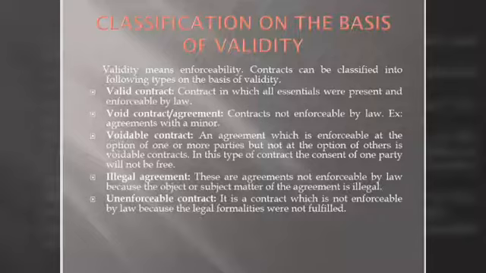Number one is valid contract, which is enforceable by law. Void contract, which is not enforceable by law. Third one is voidable contract. It is also not enforceable by law at the option of one party and not at the option of the other. Next, illegal agreement, which is also not enforceable by law because the object or the purpose for which the agreement is entered is illegal. The last one is unenforceable contract. It is also not enforceable because the legal formalities relating to the contract were not fulfilled. This is regarding classification of contract on the basis of validity.